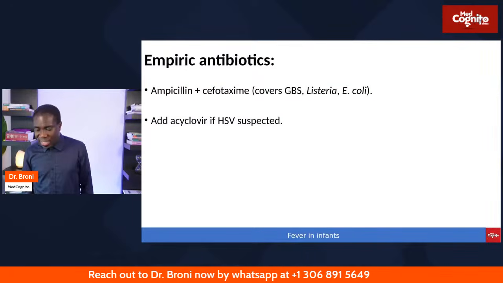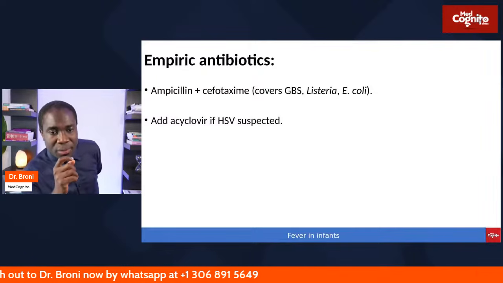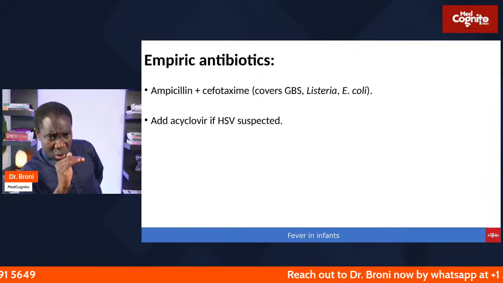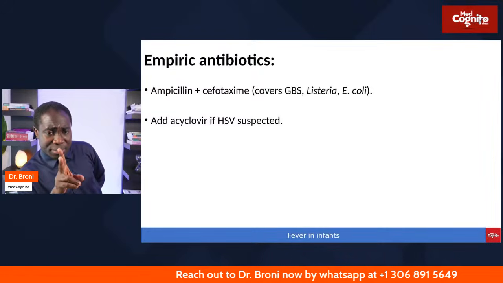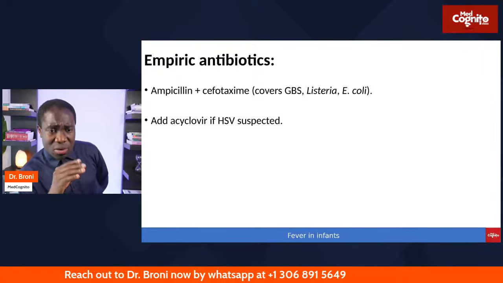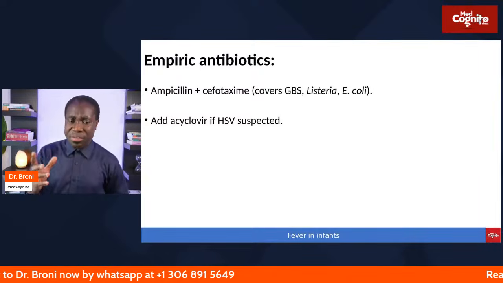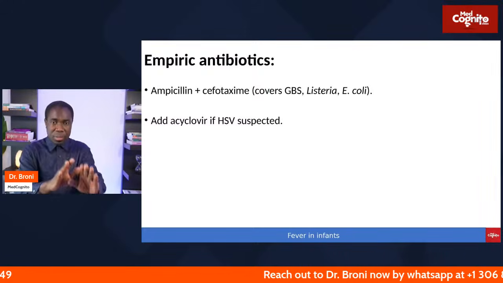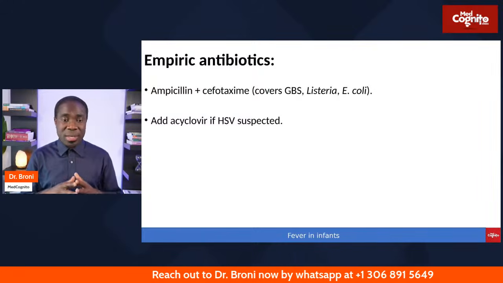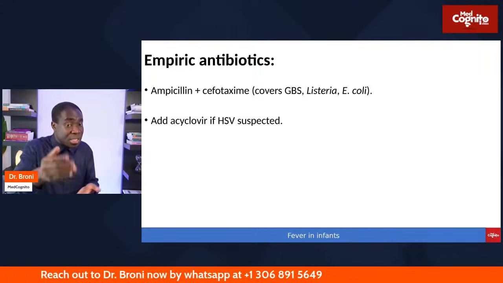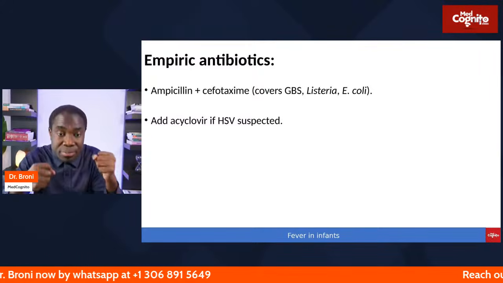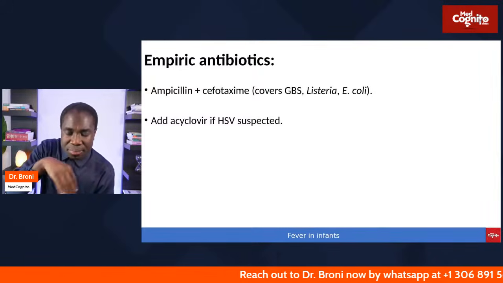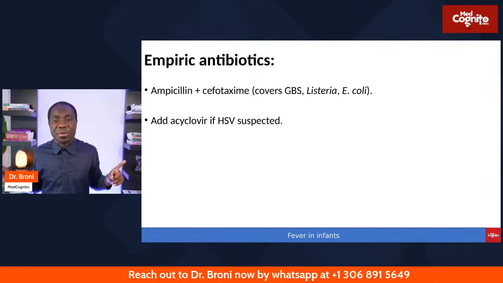Now, quick one. This is a quick slide I want you to appreciate. What empiric antibiotics do we give in these children? Can do ampicillin and cefotaxime. This will cover GBS, Listeria, E. coli. And if you suspect HSV, then you want to add on acyclovir. So ampicillin, cefotaxime. Simple. You don't need to know weight-based calculations for the MCQ, but you just need to know the names of the antibiotics. If there are any vesicles, add acyclovir. Boom, you are done.